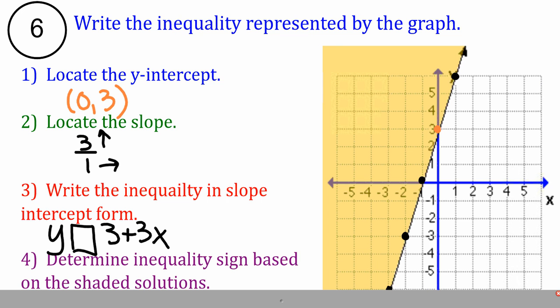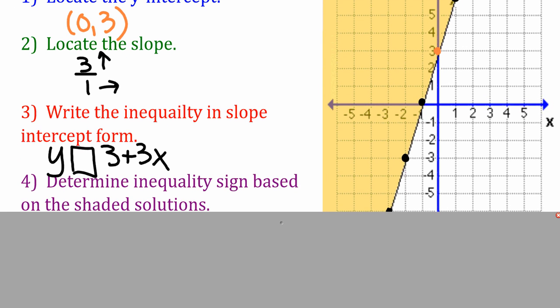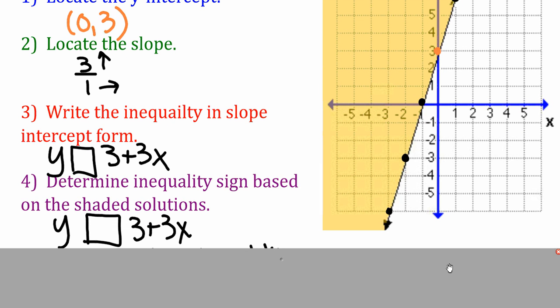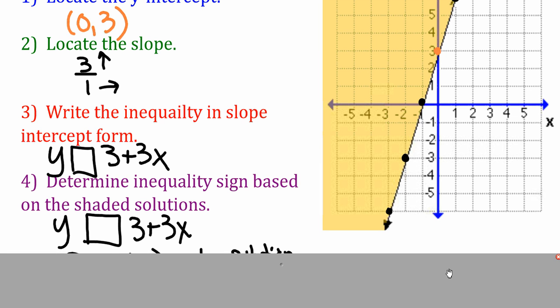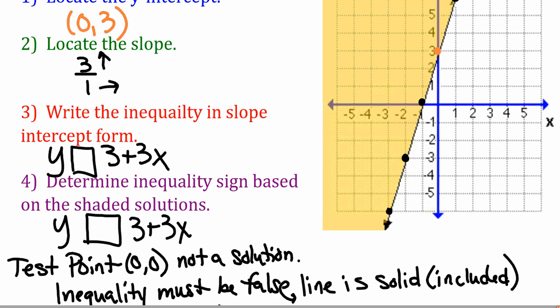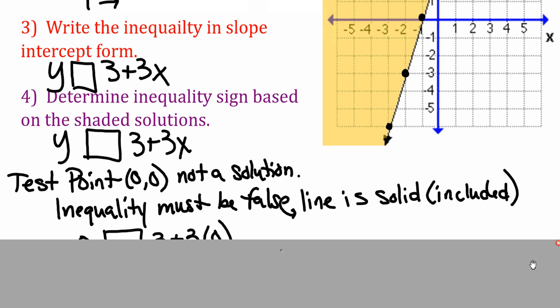So for us, a good test point could be 0, 0 again. And notice how 0, 0 is not a solution to our inequality. So when we put 0, 0 into this mock-up inequality, we want it to be false. Okay, and so we want to make sure it's not included. So we want to make sure when we write this, we're ending up with a false statement.